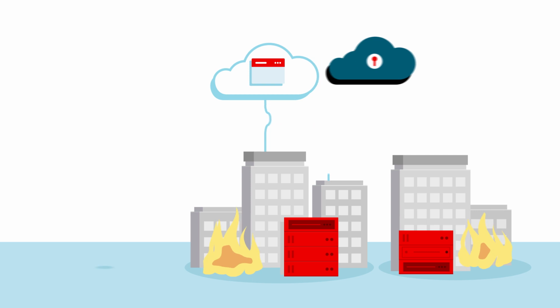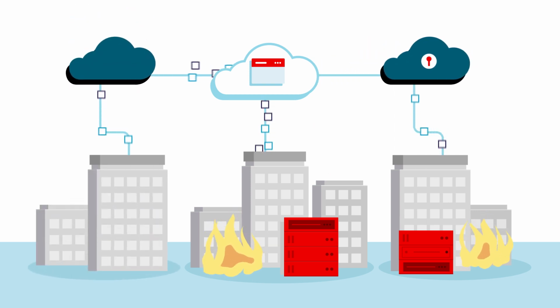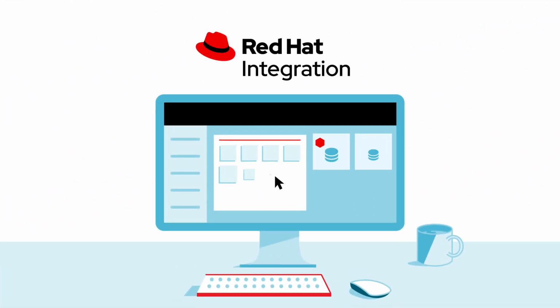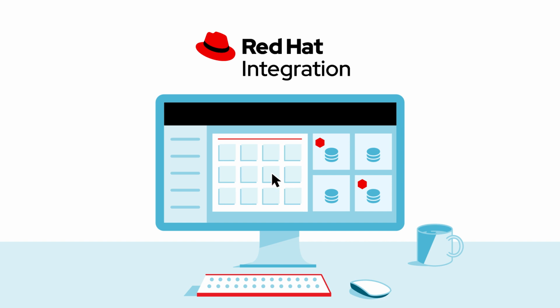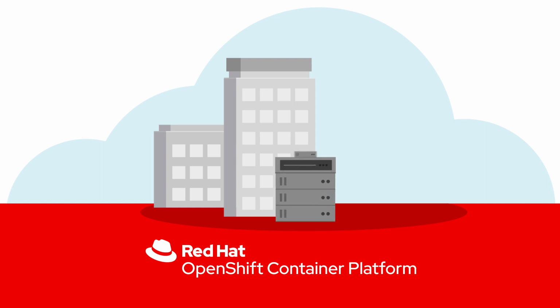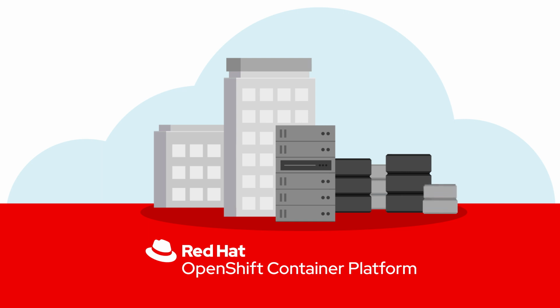When extreme weather or natural disasters occur, communications infrastructure and applications need to scale to meet demand. With Red Hat integration, agencies can build a hub to connect law enforcement databases, applications, and external data sources. Red Hat OpenShift Container Platform allows agencies to scale to accommodate increased data and transaction volume.